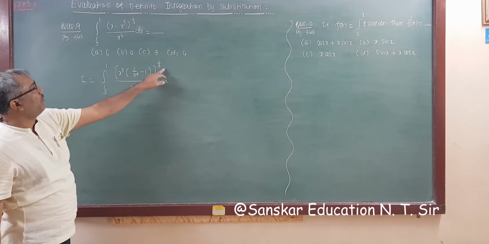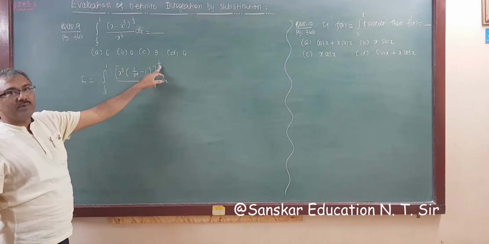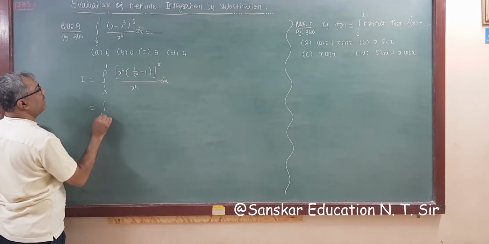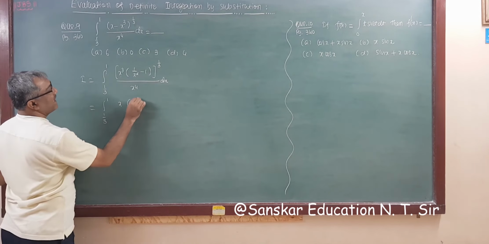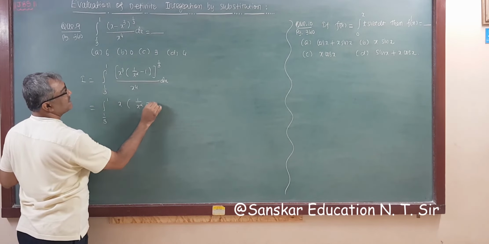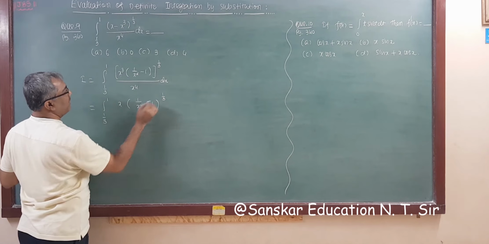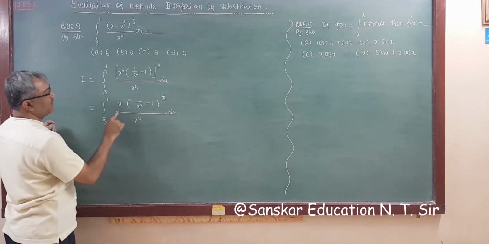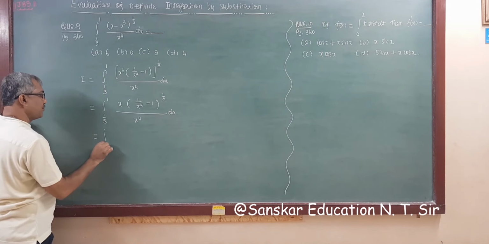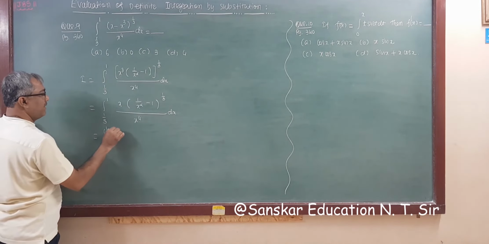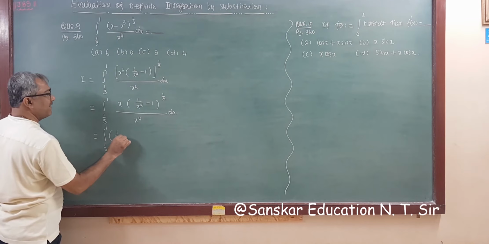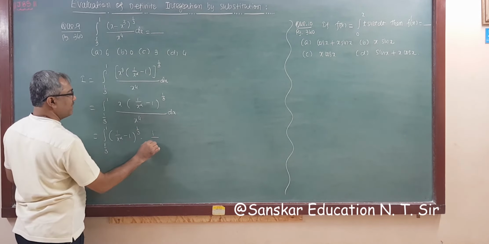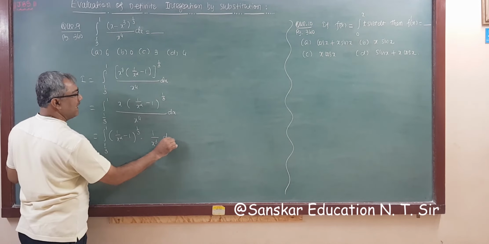Now x cube raised to power 1 upon 3 becomes x. So this is 1 upon 3 to 1, this is x, and this is (1 upon x square minus 1) to the power 1 upon 3 whole upon x raised to 4 dx. So this is 1 upon x cube now. So 1 upon 3 to 1, (1 upon x square minus 1) raised to 1 upon 3 into 1 upon x cube dx.